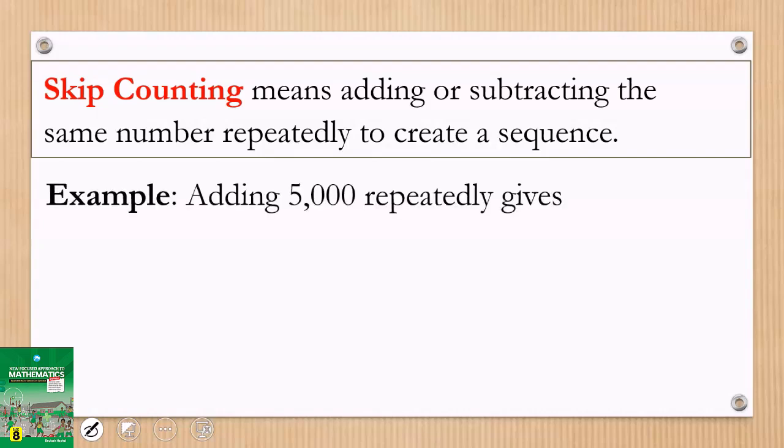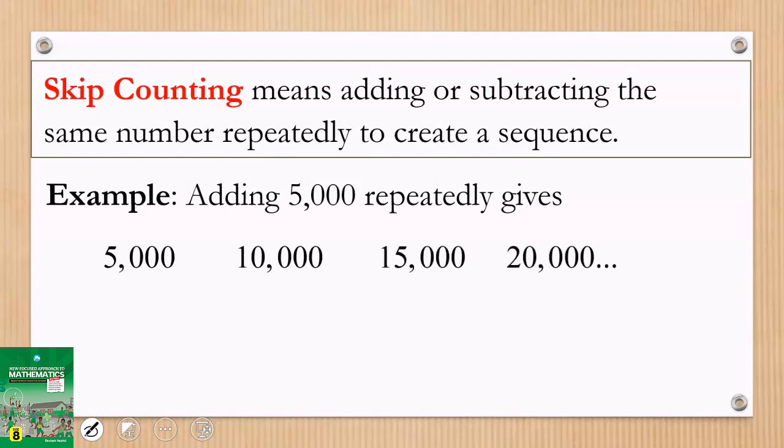For example, adding 5,000 repeatedly will give us 5,000. If I add 5,000 again, I'm going to have 10,000, 15,000, 20,000, and so on and so forth.